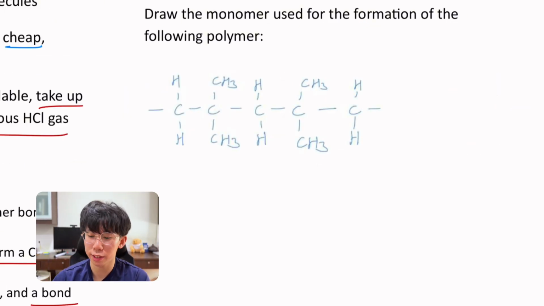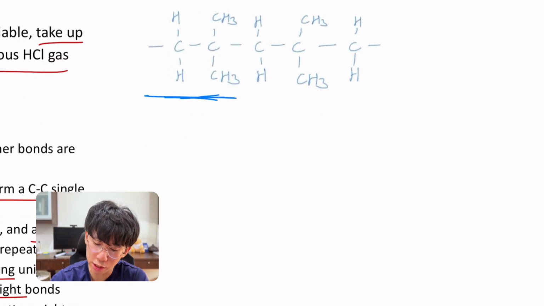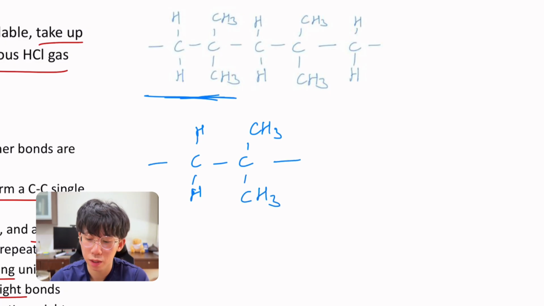There are also questions that will ask you to draw the monomer that have been used to form the following polymer. In this case, here you're given a sample or a section of this polymer, and we are going to find the repeating unit. As you can see, clearly the pattern is this is the repeating unit. If we know that this is the repeating unit, let's just redraw it out over here. All you have to do is copy and paste this repeating unit, and we have to work backwards to find the monomer.